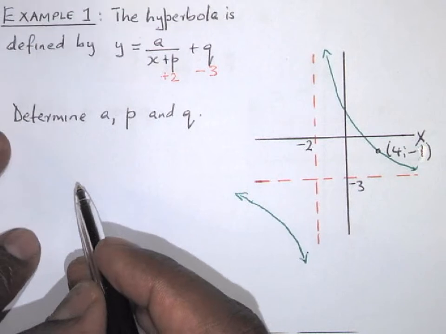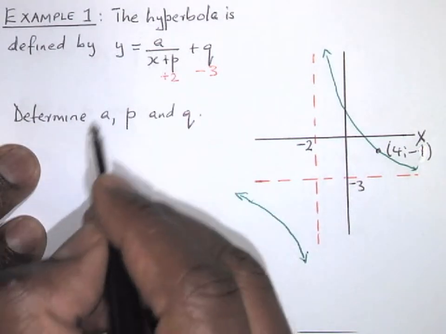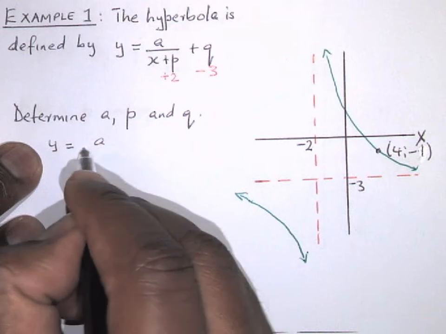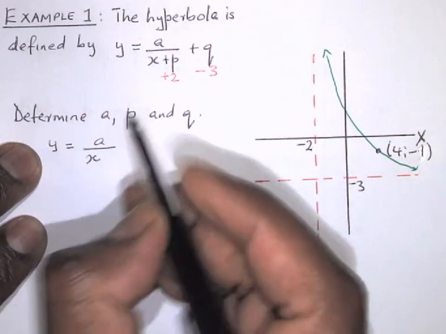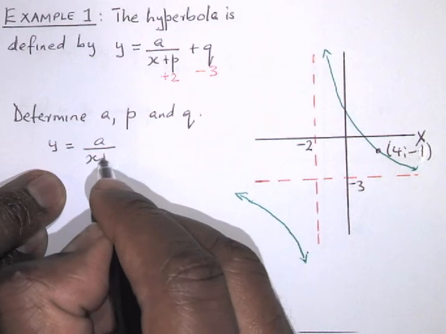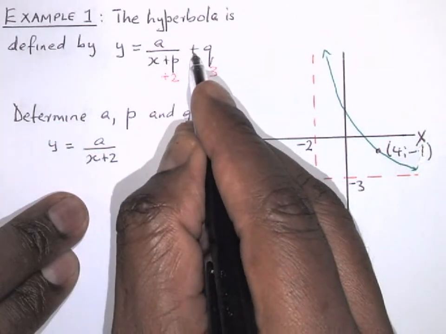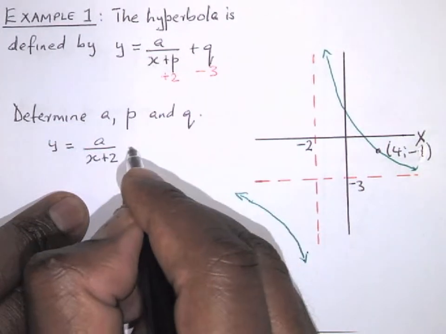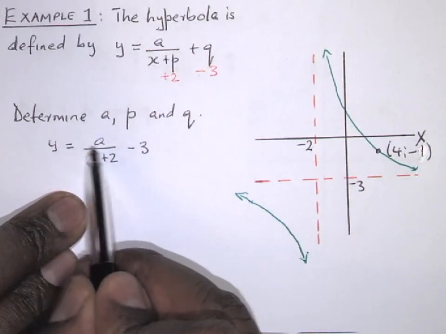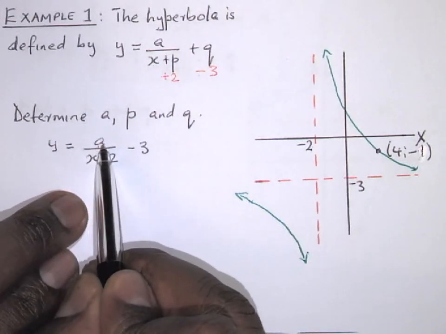Now let's do this problem. So we've got to substitute the values. So y is equal to a over x, and instead of plus p it is plus 2, so it's x plus 2. Then instead of plus q it is minus 3. Now we've got these. The last thing to find is a. How do you find a?